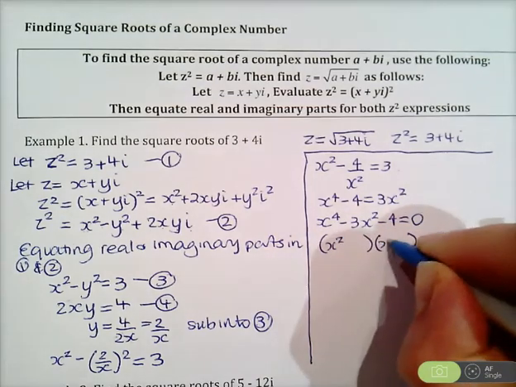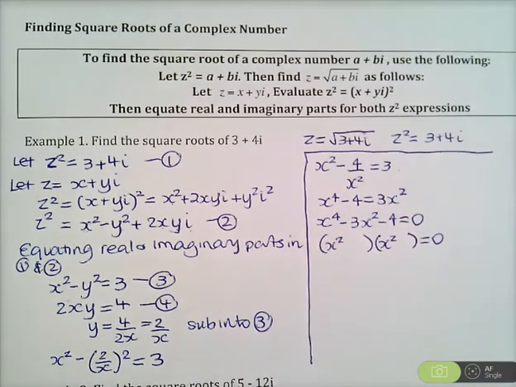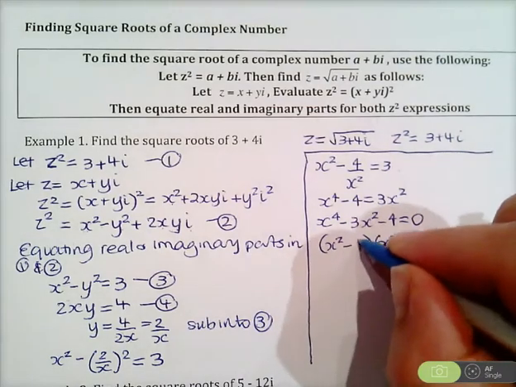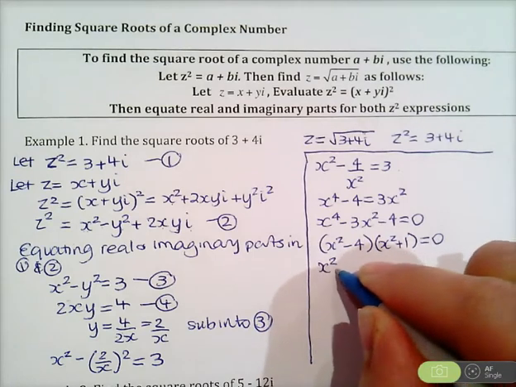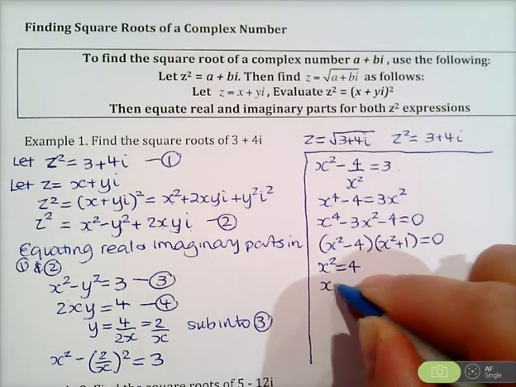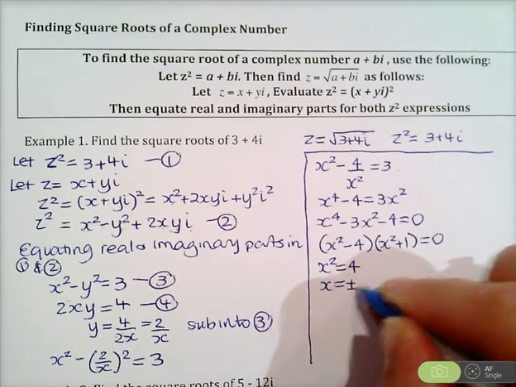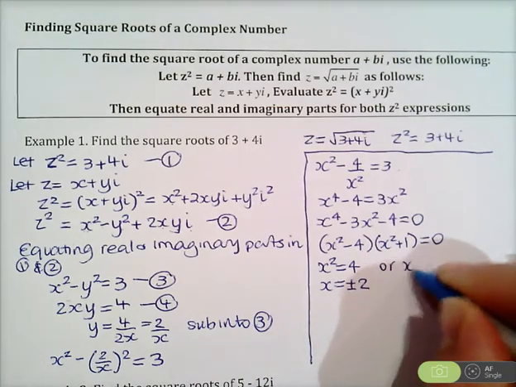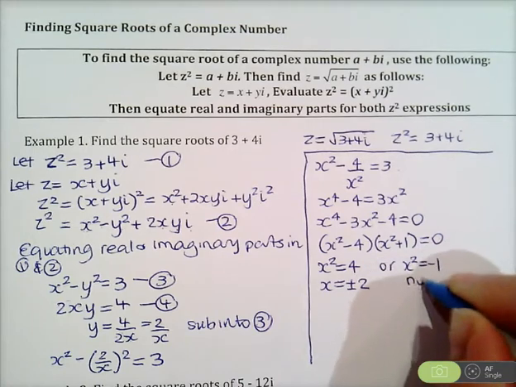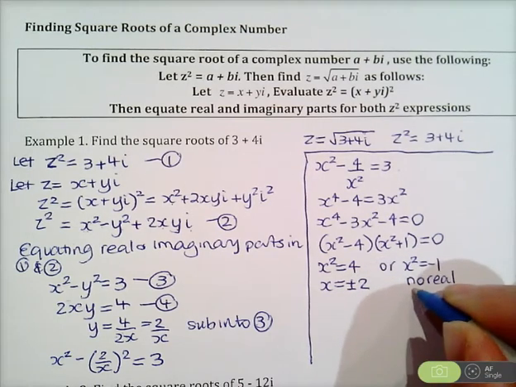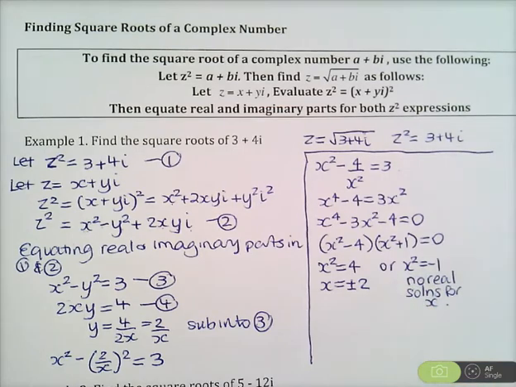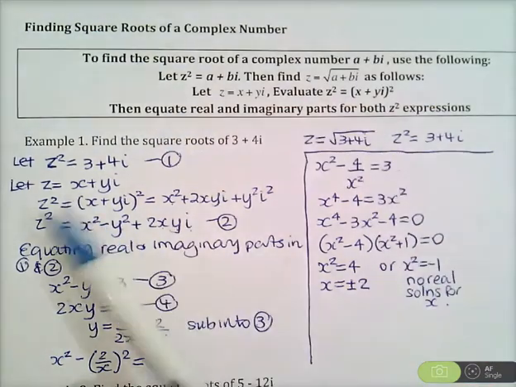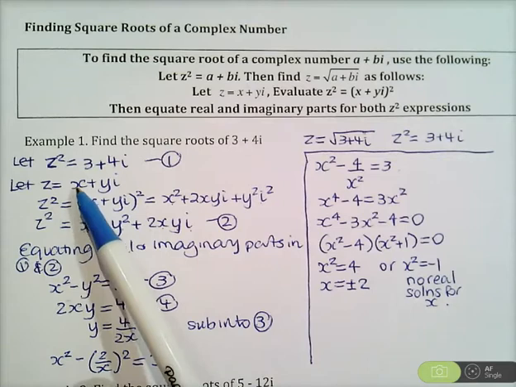We'll have an x squared there and an x squared there. The factors of -4 that add up to -3 would be -4 and plus 1. And so therefore we get that x squared equals 4. In other words, x equals plus or minus 2. Or we get that x squared equals -1. Now that has no real solutions for x.